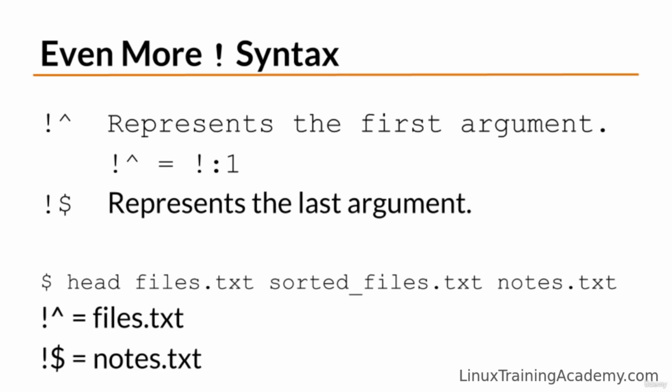The next shortcut is bang dollar, which represents the last word on a command line. In this example command line, bang caret equals files.txt and bang dollar represents notes.txt. If you wanted to edit notes.txt, you could count the number of words on the command line and use vi bang colon 3, or save the counting and a character and simply type vi bang dollar.